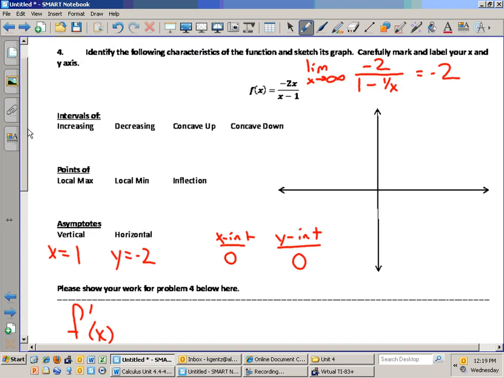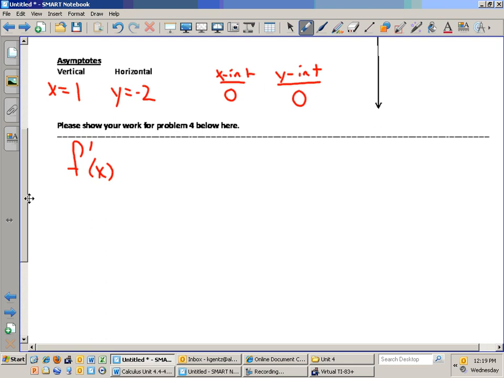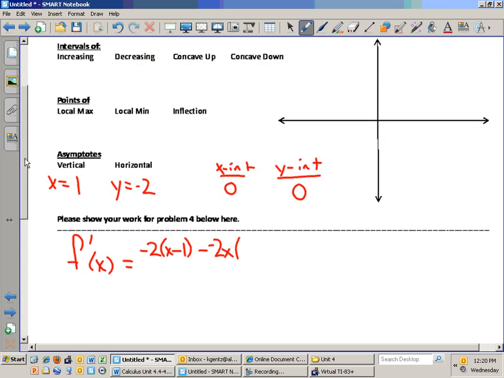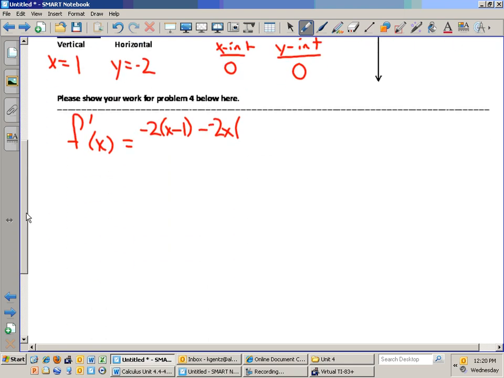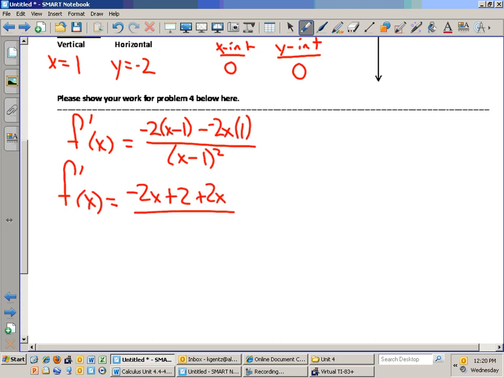And so in order to use the quotient rule, I take the derivative of negative 2x, which is negative 2, times the bottom left alone, x minus 1, minus negative 2x times the derivative of the bottom. What's the derivative of the bottom? 1. All over the bottom quantity squared. So that means that my derivative is equal to negative 2x plus 2 plus 2x all over x minus 1, that quantity squared.